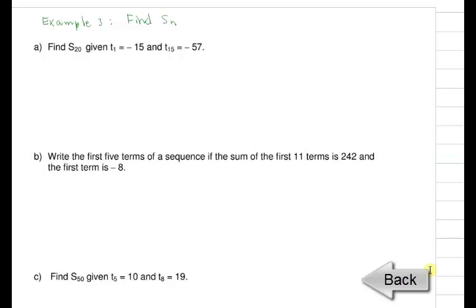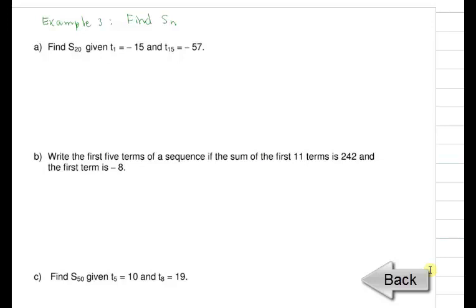So example 3, find S subscript n. We're going to look at 3 different questions here that are all asking you to find a partial sum. There is slightly different information given for each of them, and we'll take a look at how to solve each one.